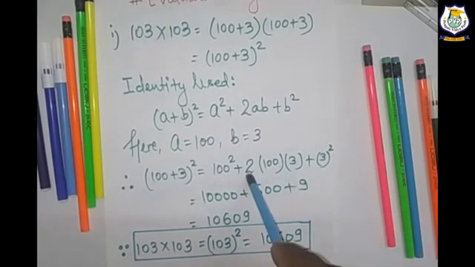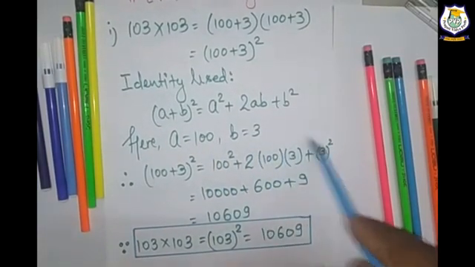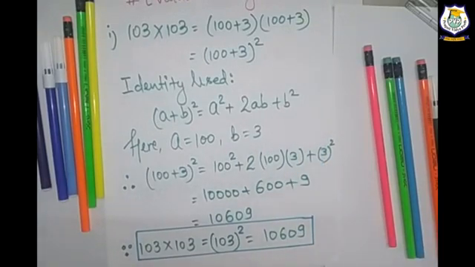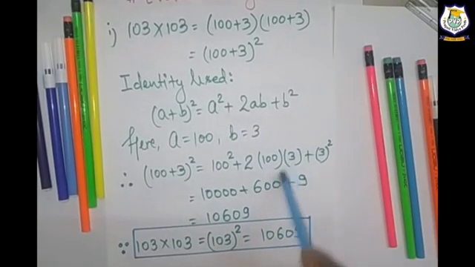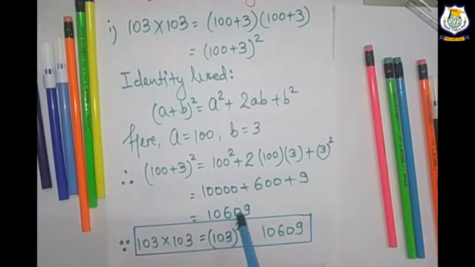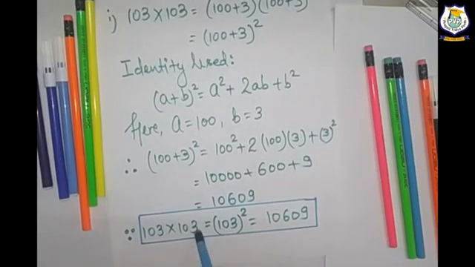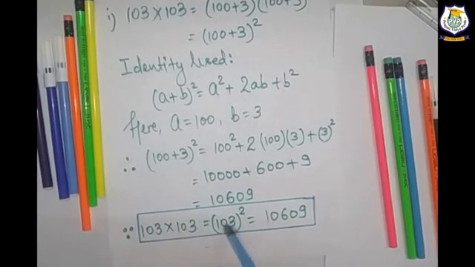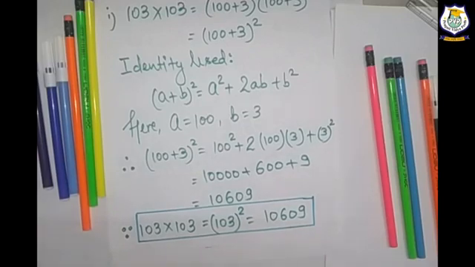Plus 2ab, where 2 is there, a is 100 and b is 3. Plus b square, b is 3, so we have 3 square. After that the process gets simpler. 100 square is 10,000, plus 2 into 100 into 3, that is 600. 3 square is 9, and the summation of these three terms is 10609. That's why the product of 103 into 103, which is 103 square, equals 10609. This is the answer. This is how identities are implemented in such questions.